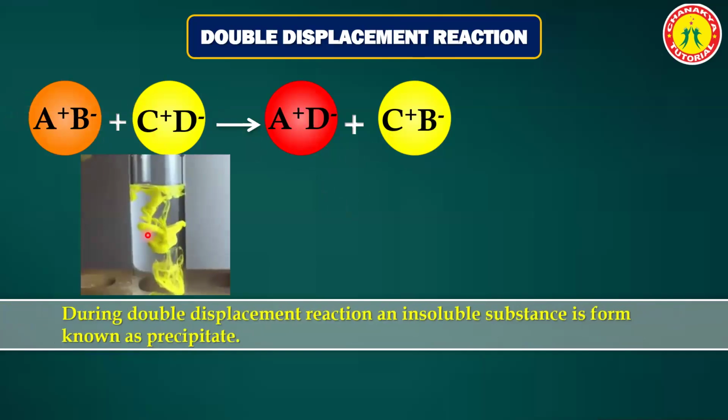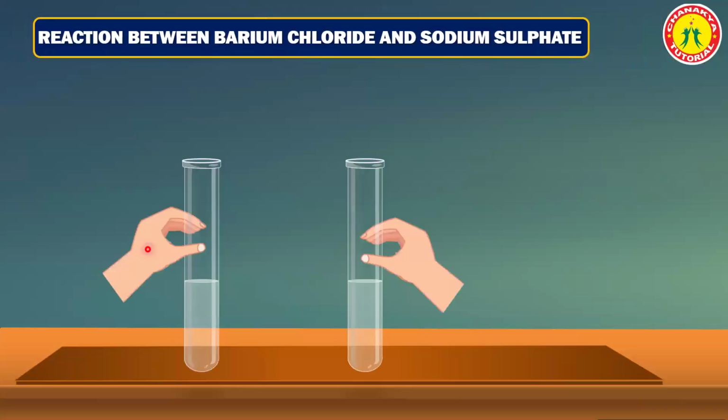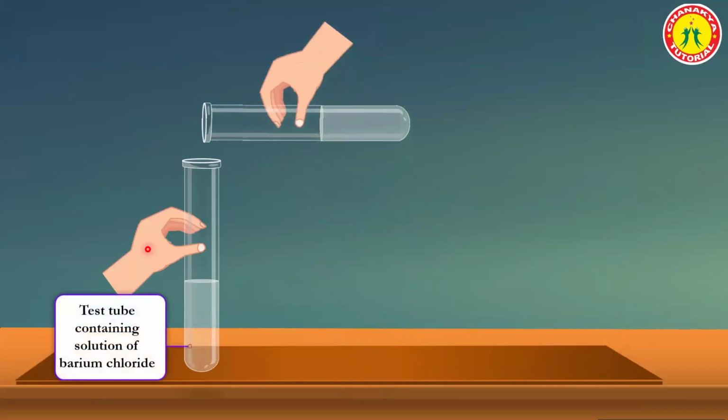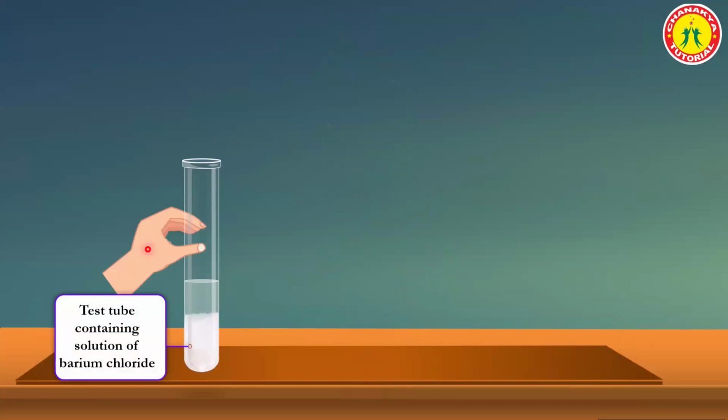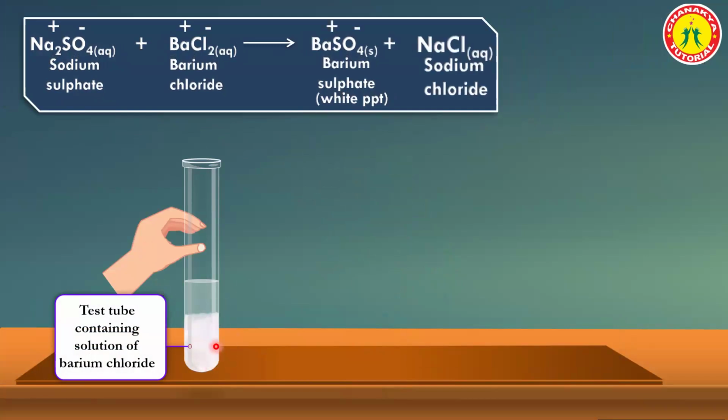So in double displacement reaction, we'll see a precipitate is formed. Precipitate is an insoluble substance. This solid substance is formed and the reaction which produces a precipitate is called a precipitation reaction. Now we'll see some examples. We'll take two solutions, barium chloride and sodium sulfate, and we'll add both of them to each other, and then we'll see that we got barium sulfate as this white precipitate along with sodium chloride in the solution.